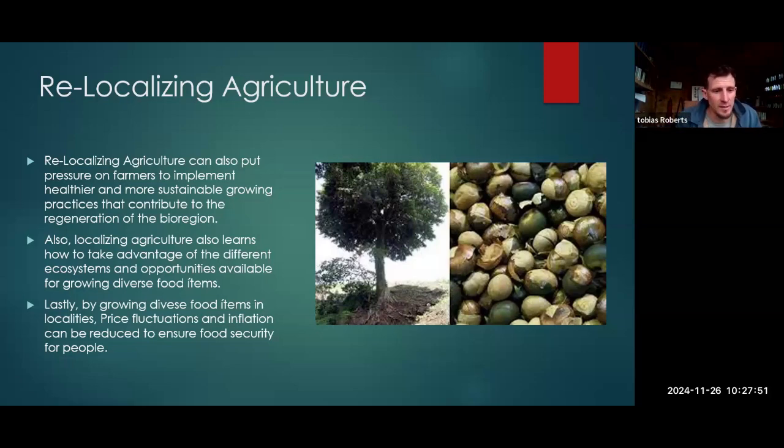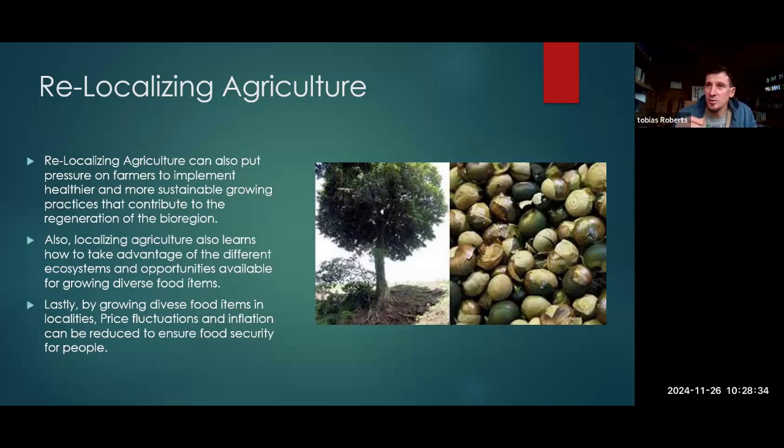And lastly, by growing diverse food items in localities, price fluctuations and inflation can be reduced to ensure food security for people. I recently read an article about the Middle East, where grain, wheat, is one of the main staples of food, but most countries like Egypt and Iraq and Iran grow very little wheat. They depend mostly on wheat from Ukraine, which is one of the bread baskets of the world. When the Russia-Ukraine war started, the price of grain skyrocketed, and lots of people in Northeast Africa and certain parts of the Middle East could no longer purchase bread, right? So their diets were upended, right?